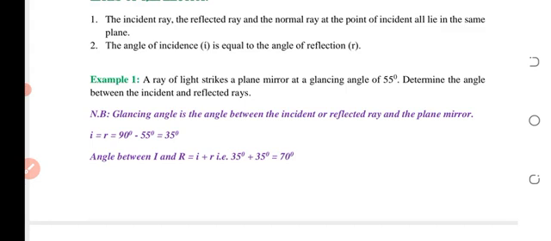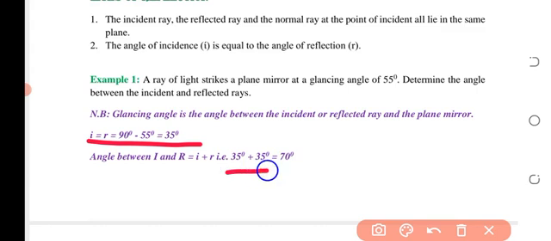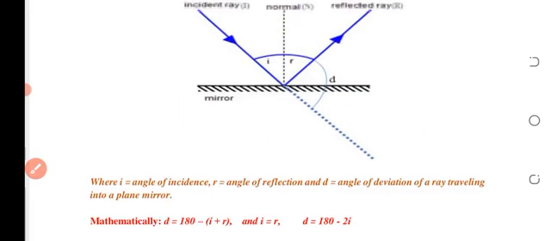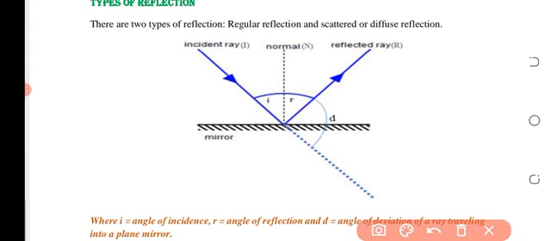And if the angle of incidence is equal to the angle of reflection according to the second law of reflection, we are going to have I equal to R equal to 35 degrees. And the angle between the incident ray and the reflected ray will be equal to 35 plus 35, which is equal to 70. That is the angle between here and here will be equal to 35 plus 35, and that will be equal to 70.